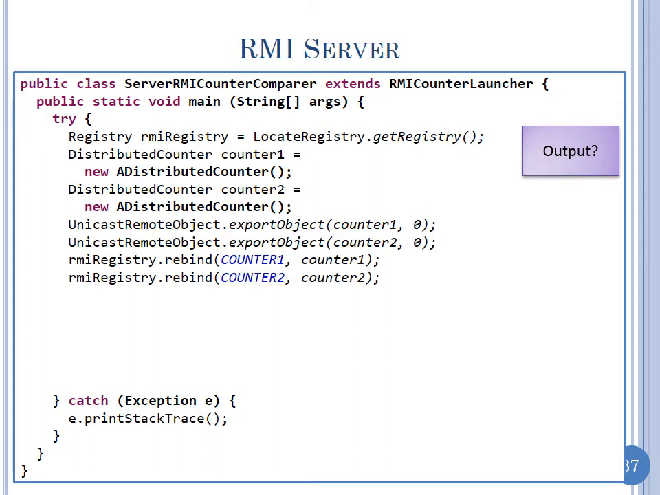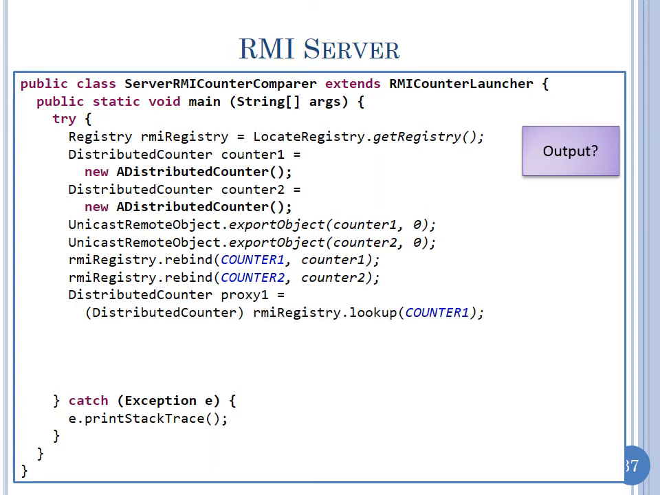And we're going to now get back, we are the server, but we can get back a proxy that we sent to the name server. So I go and look up counter 1, and since that's a remote object, I get back, since what I sent was a distributed counter, I get back a distributed counter. Okay, so now I have a proxy to an object that exists in my address space.